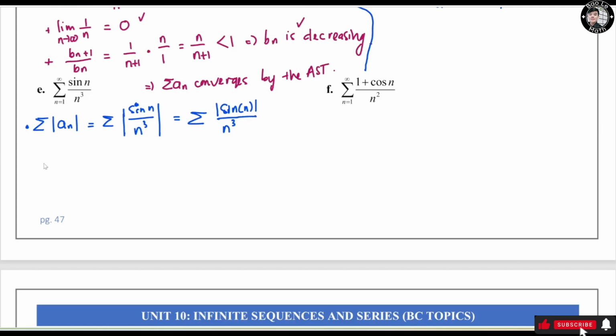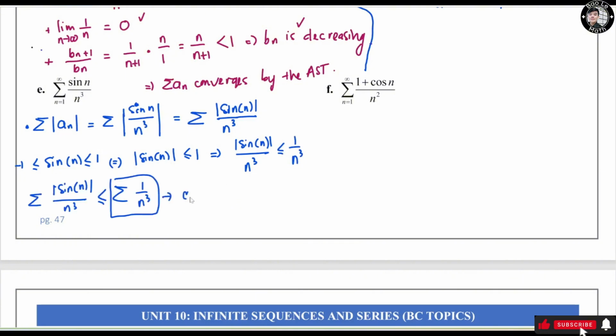Now observe that sine n is always greater than or equal to -1 and less than or equal to 1. So the absolute value of sine n is always less than or equal to 1, right? So I'm going to divide both sides by n cubed. So I have the absolute value of sine n over n cubed less than or equal to 1 over n cubed, right? Observe that this series converges by the P series, right?